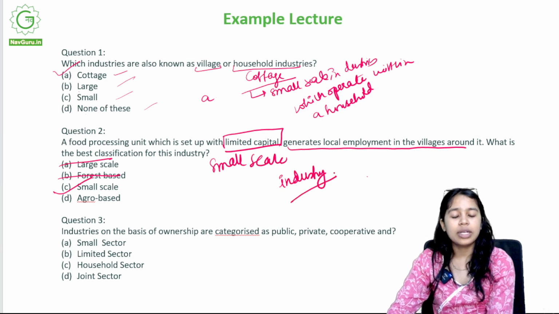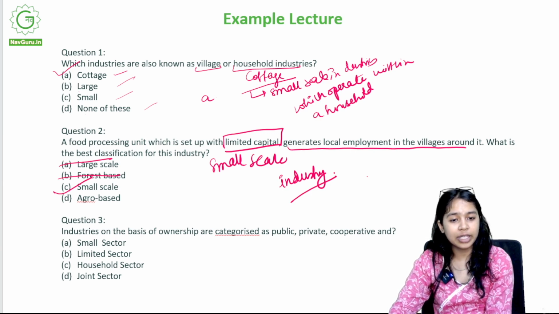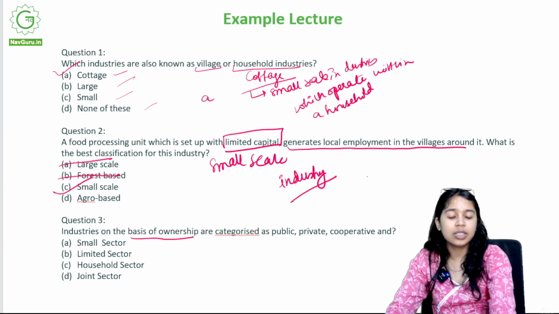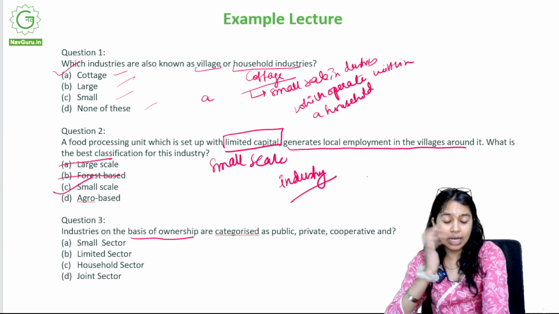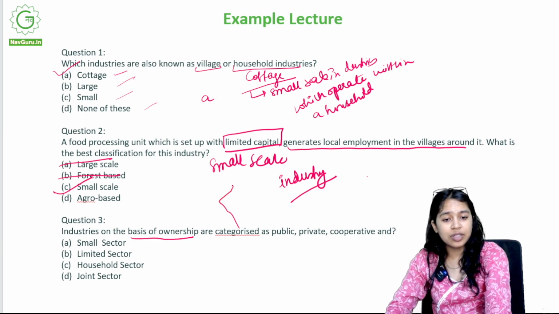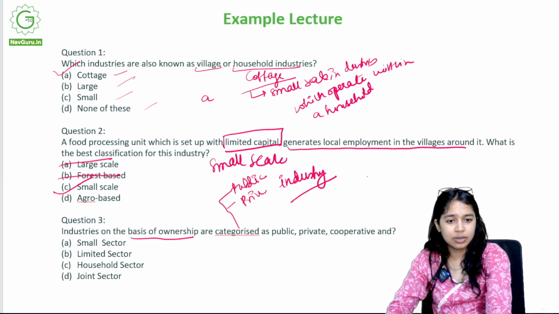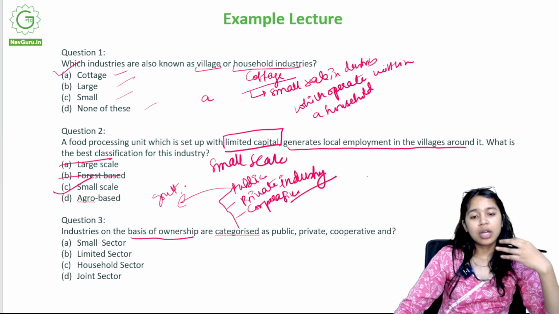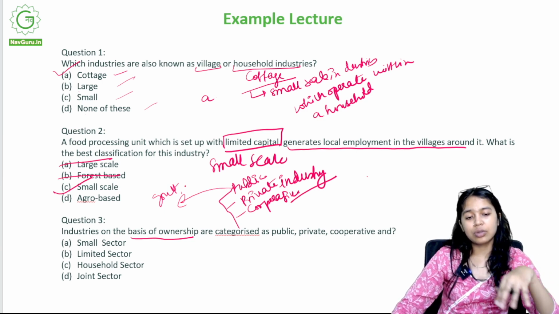Okay. Industries on the basis of ownership are categorized as public, cooperative, private, and... So on the basis of ownership, what are the categories that we studied? The first was public, it was private, cooperative, and what else? So what is public industry? Public industry is basically operated under the government. It comes under the government's area of control.